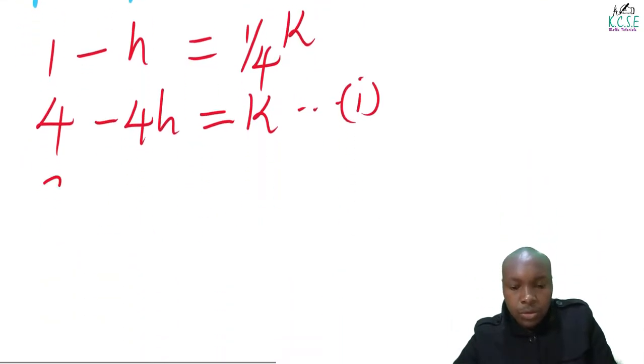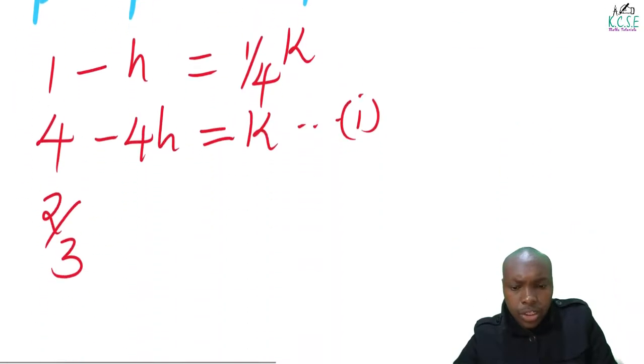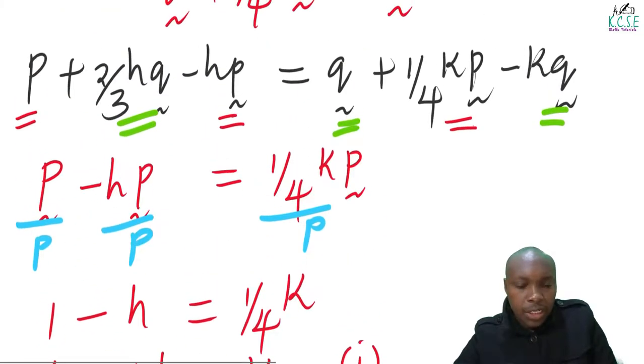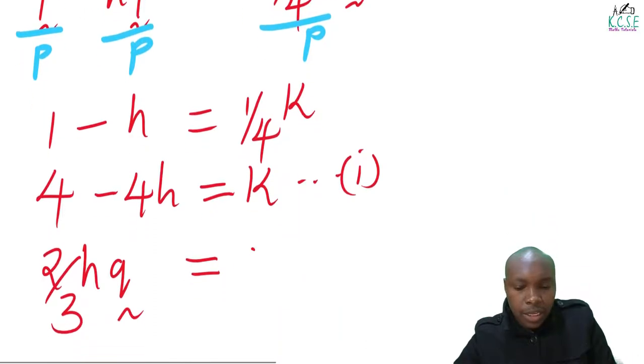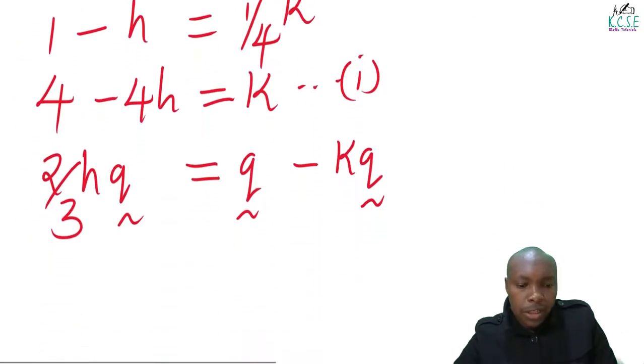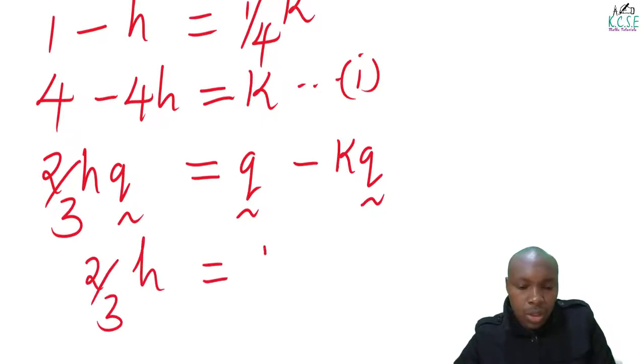So 2 thirds HQ, that is where we have left hand side where we have vector Q, then right hand side you have Q minus KQ, the two I have highlighted there. So dividing everything by Q, you get 2 thirds H is equal to 1 minus K. So we have divided all the values by Q.